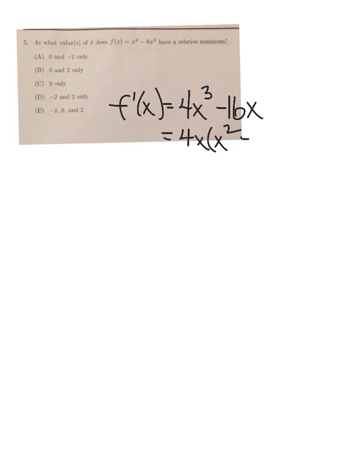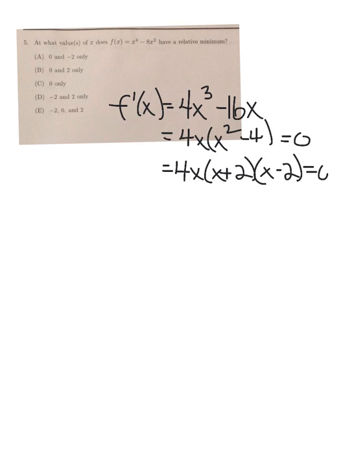So they ask for relative minimum, so I'm going to take the derivative and set that equal to 0. Alrighty, so the derivative of f would be f prime of x equals 4x cubed minus 16x. Then, to make my life a little bit easier, I'm going to factor out 4x, and I'm going to be left with x squared minus 4. Remember, I'm setting this equal to 0. So that's going to give me 4x times (x plus 2) times (x minus 2) set equal to 0.